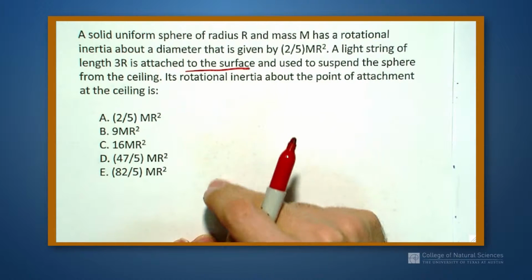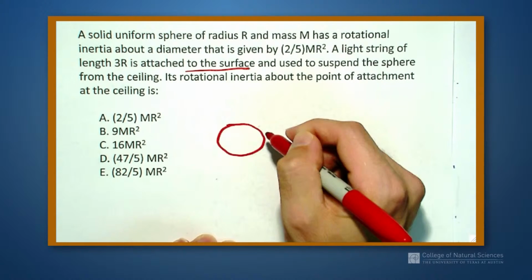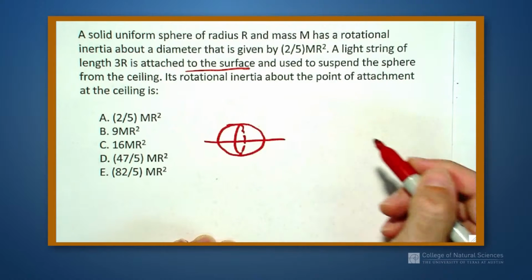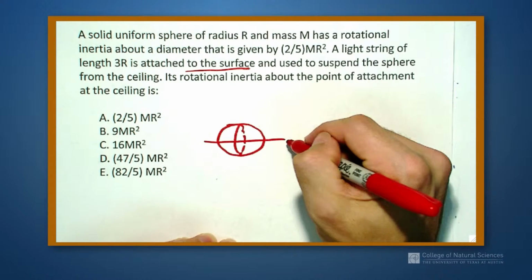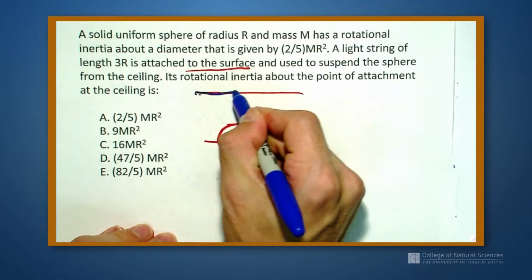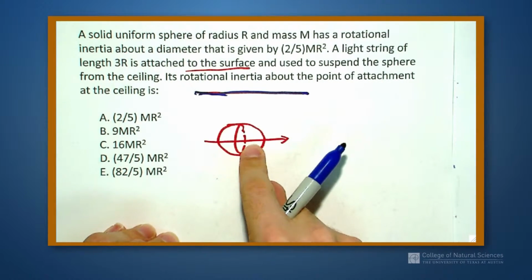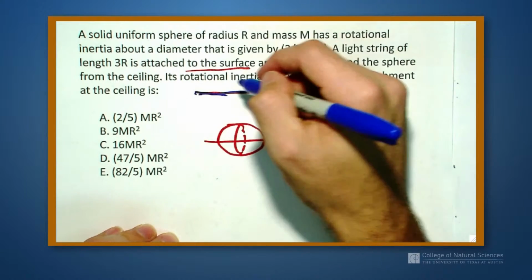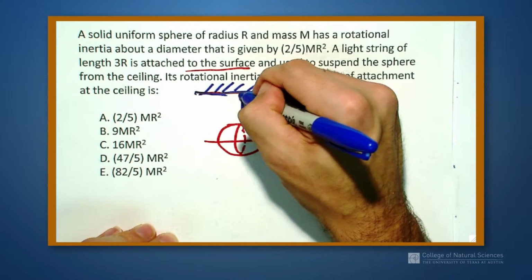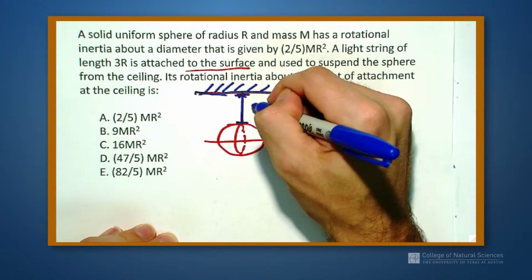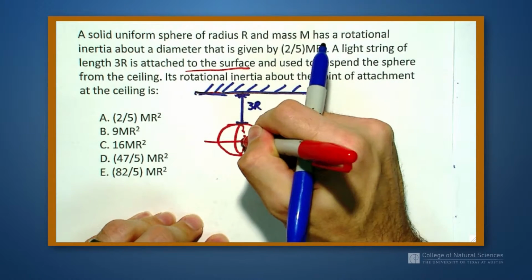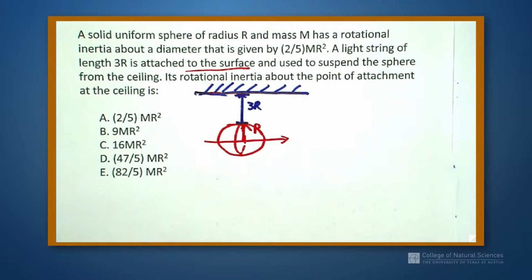All right, let's draw some pictures. So we have our sphere, and it's rotating around a rotational axis given here. What I'm going to do is draw this in a different color. It seems weird that I drew the rotational axis on the side, but I have a specific reason. It's because I'm putting the ceiling up here and I'm attaching this distance here. So this distance from here to here is 3r. And this distance from the center there is 1r.